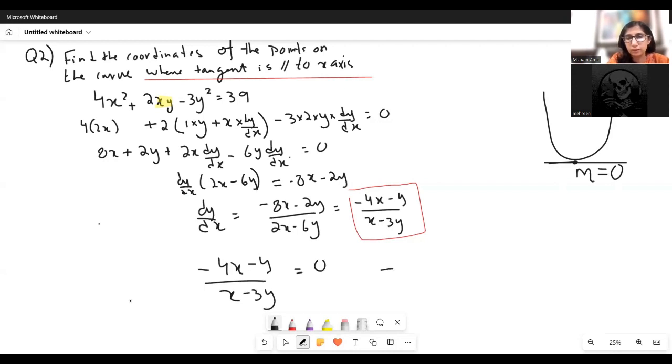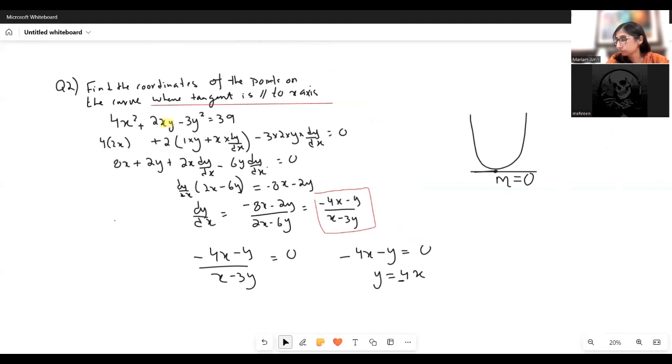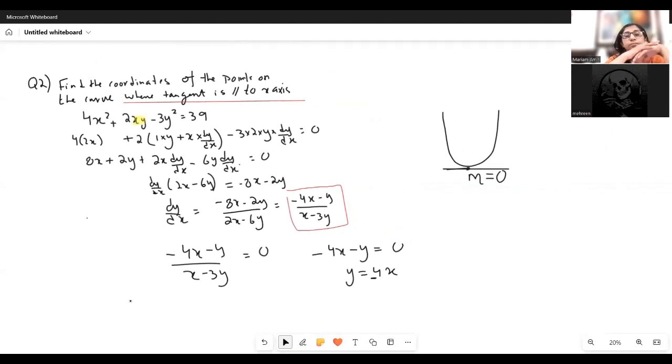So the denominator just gets eliminated. So we have minus 4x minus y equals 0. So we have y equals 4x. No, y equals minus 4x. All right. Now we still need the coordinates. We need a point x comma y where the tangent is parallel to the x-axis. So we know that y equals minus 4x. What do we do? Substitute it back in the given equation and get a value of x from there.